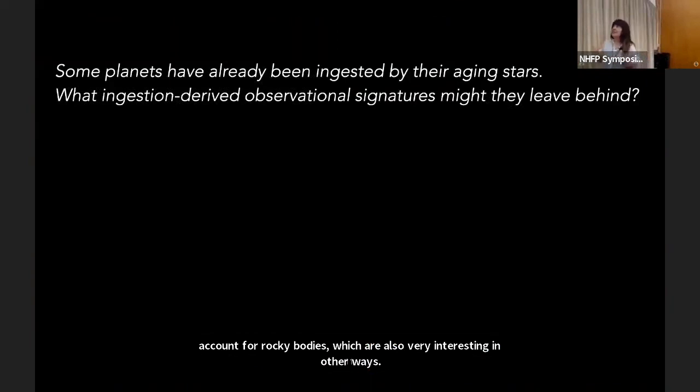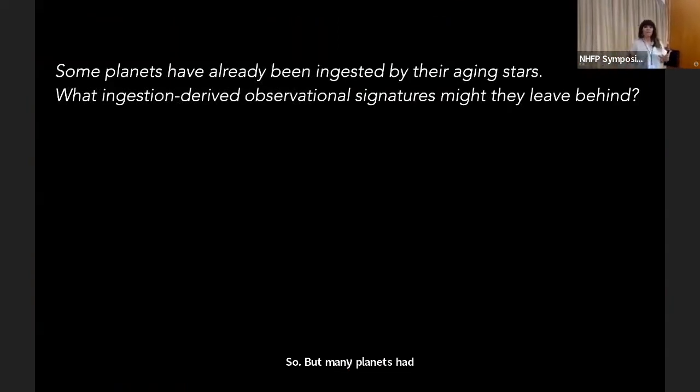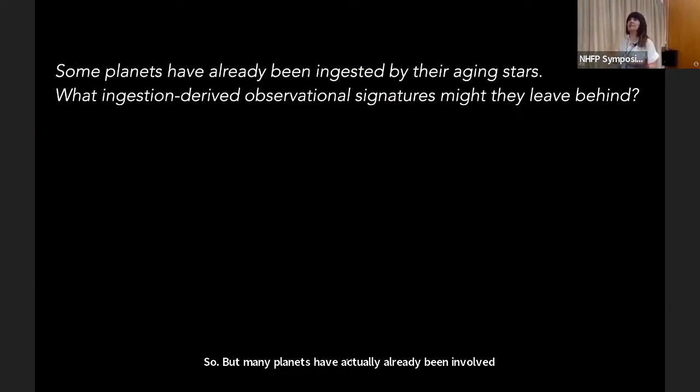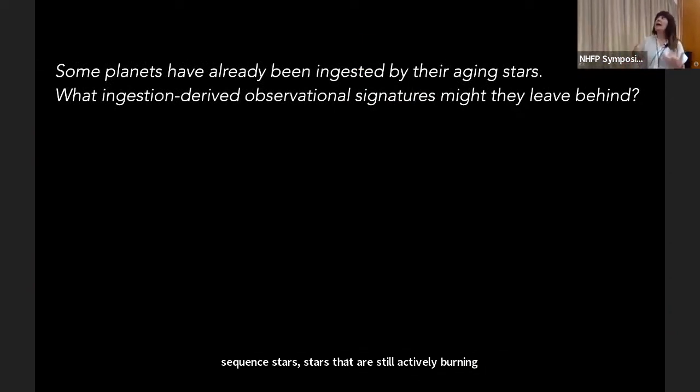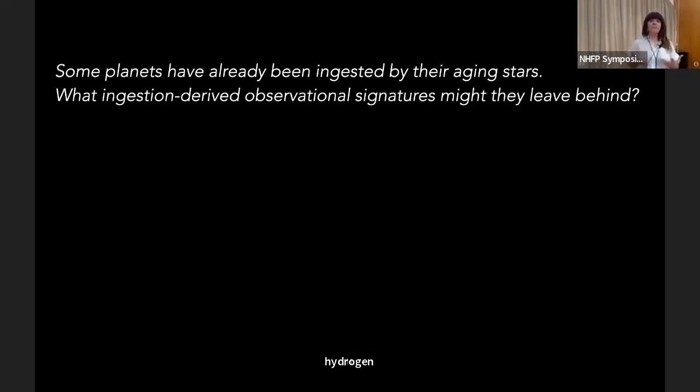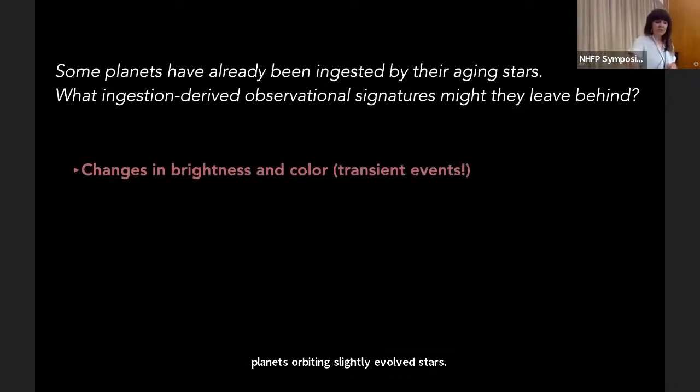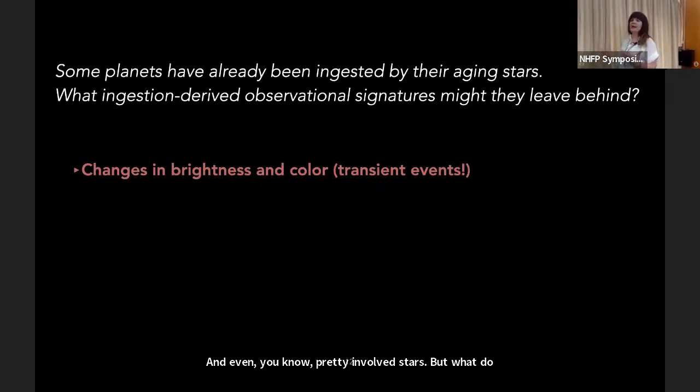But many planets have actually already been engulfed. We have a bias towards detecting planets around main sequence stars that are still actively burning hydrogen in their cores. But we're learning more about planets orbiting slightly evolved stars and even pretty evolved stars. But what do we expect to accompany an engulfment event? What sort of signatures do they leave behind?